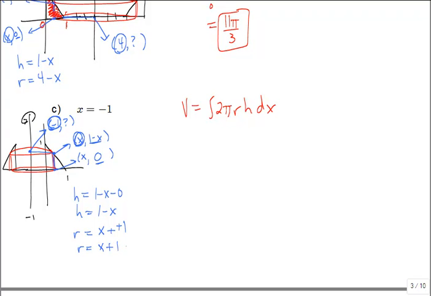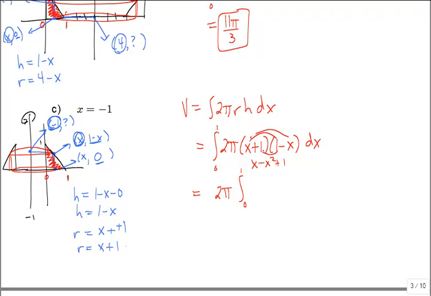So now we know our r and our h, so this becomes 2 pi times x plus 1 times h, which is 1 minus x, and the bounds of the original region were 0 to 1. So those bounds stay the same throughout all three of these problems. Okay, and then I'll go ahead and solve this one for you. You could pull out the 2 pi. When you FOIL this out, you're going to get an x, a minus x squared, a plus 1, and a minus x. So the x's cancel, and this is just negative x squared plus 1.